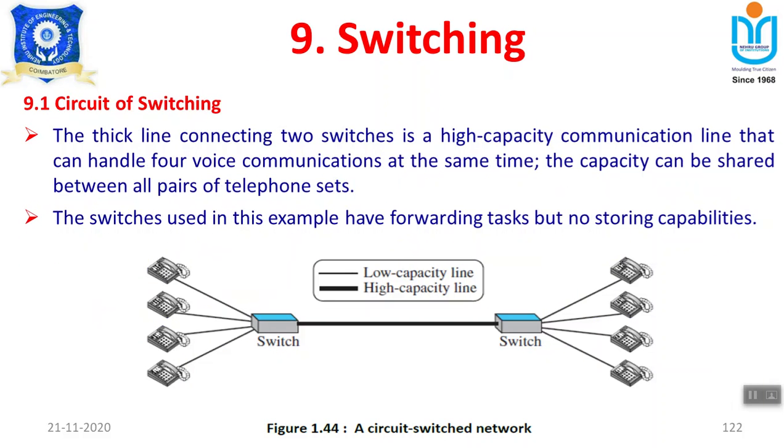As far as circuit switching is concerned, here you can see that four lines are connected in a switch. Right, at a particular period of time, any one of the lines can communicate. But if this line is established, then the other three have to be put into idle state. Right, only one communication at a particular period of time is possible.